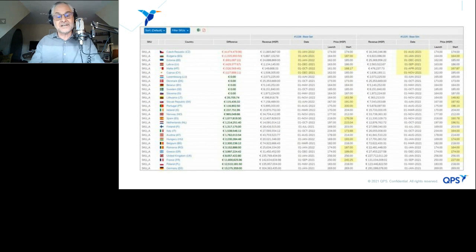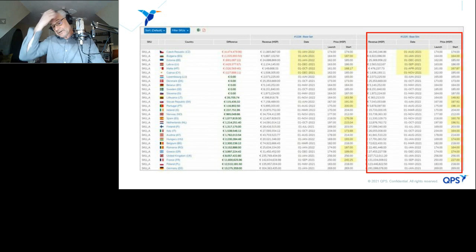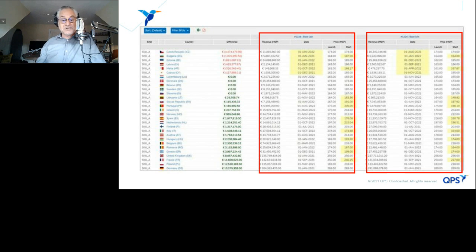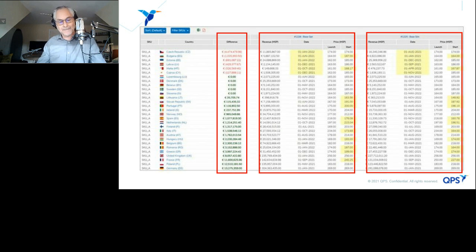So on the left-hand side, we've got all the individual countries in which you want to launch. In this part of the table on the right-hand side, we've got all the simulation results. We look at the revenue, the date for launch, and what was the proposed launch price. And then we have a comparison of what the optimized numbers are. So again, we've got the revenue, the dates, and the launch prices. And then the final part is the difference.